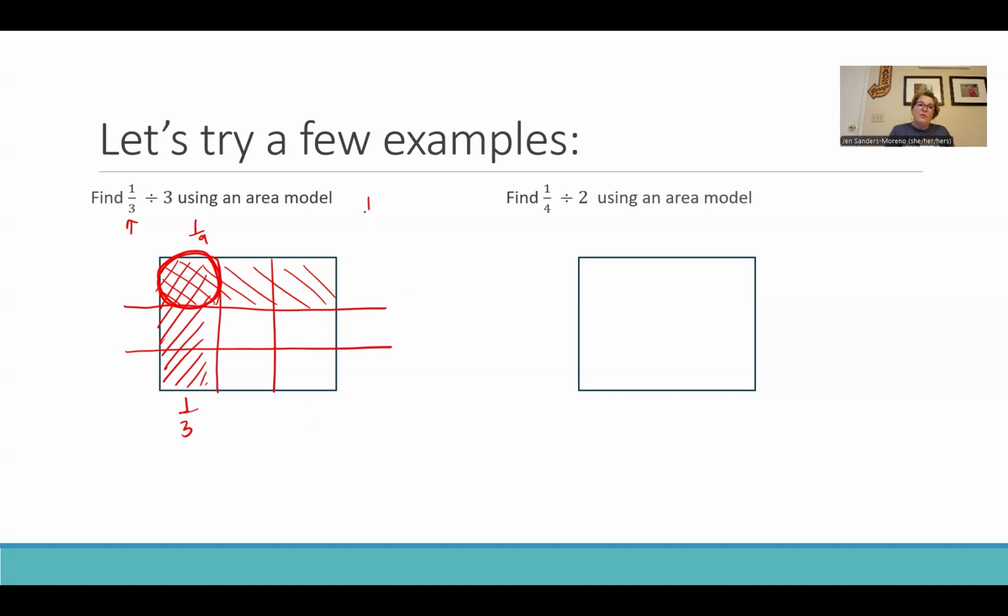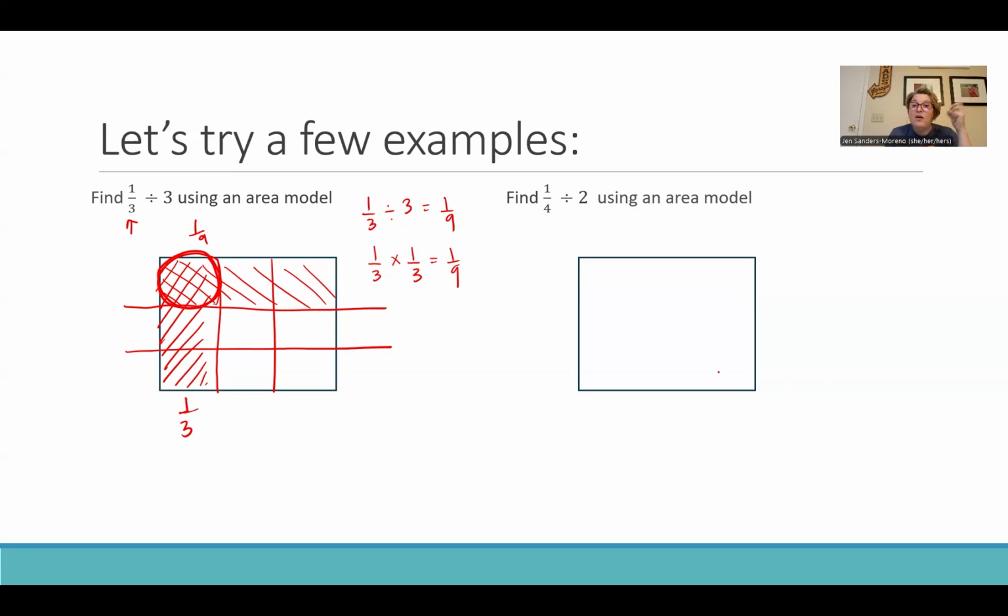So 1/3 divided by 3 is the same thing as 1/9. It's also 1/3 times 1/3 is 1/9. So it's meshing those two together. Whew. Okay. All right, let's do another one.